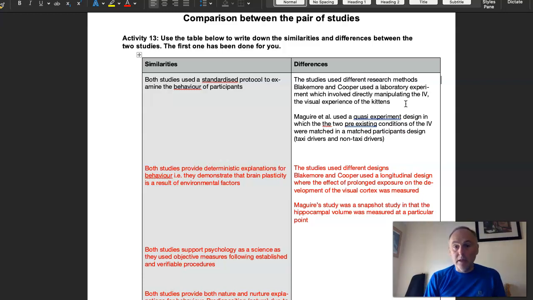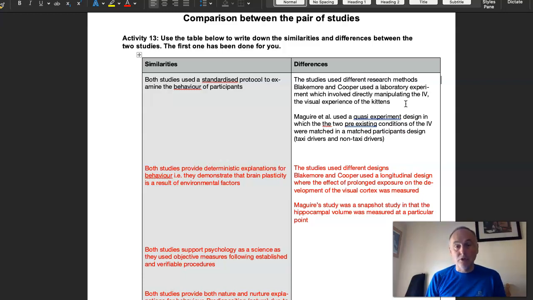Okay, so what about Maguire then? Well, Maguire, even though it has standardized protocol, was a quasi-experiment design because actually you've got two different groups of people who naturally occur, and you have taxi drivers and you have non-taxi drivers. No one was manipulated into becoming a taxi driver for the study. That would have been a bit unethical, maybe. But there you go. So that's why that's a quasi experiment. So the IV was a matched pairs design, but it wasn't actually manipulated by the investigator. Okay, so that's the difference.